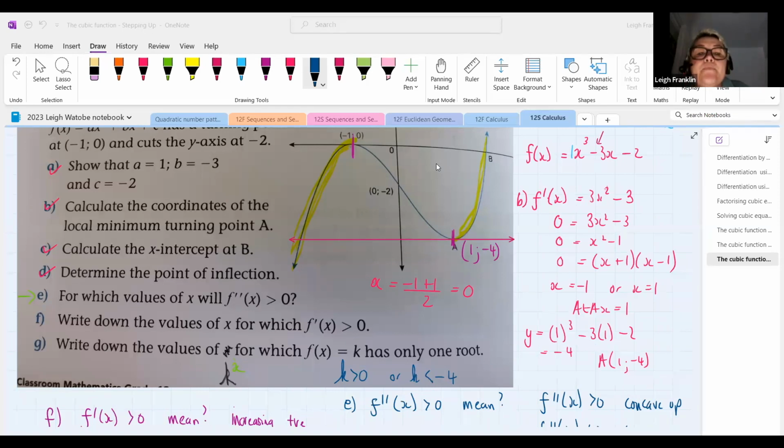Okay. So there's two values for k that satisfy this particular question. K either needs to be bigger than zero or smaller than negative four. Yes, Zedalia.